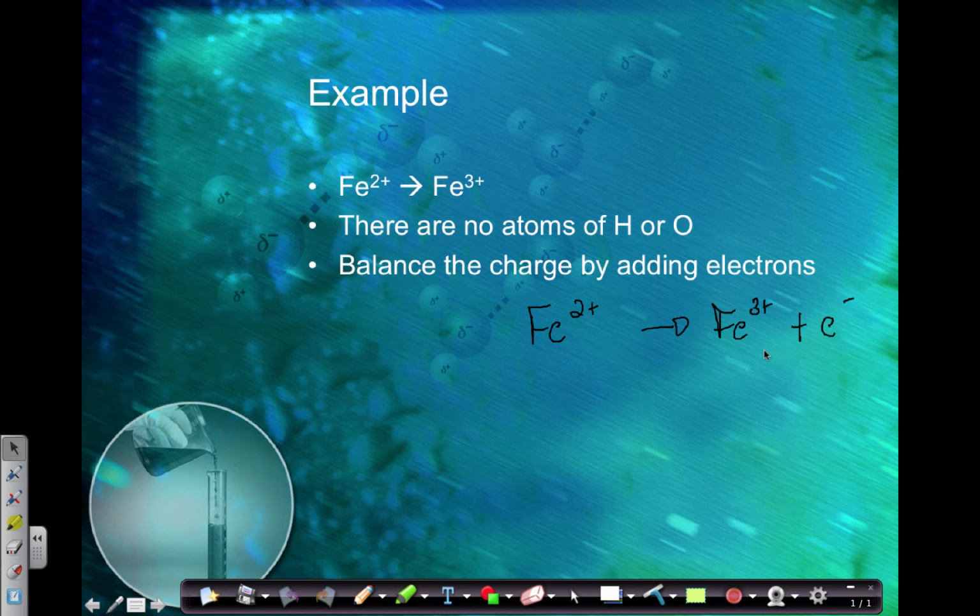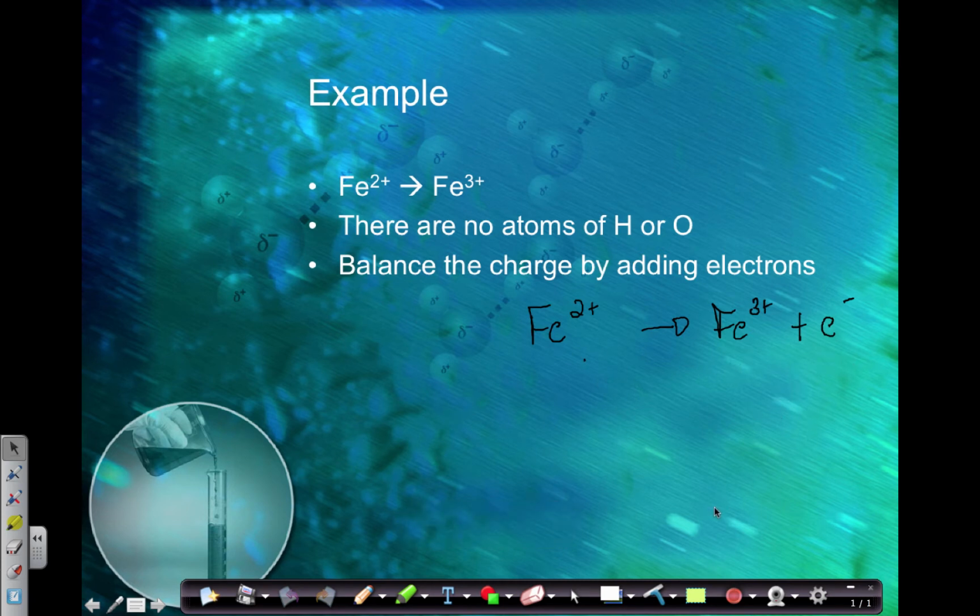So in order for it to become more positive, you are taking out an electron. So you're going to have the electron on your product side. And now you can add up the charges to see that they're equal. You've got a +2 on this side, and here you've got a +3 and a -1. So that overall should be +2. So now your charges are balanced.